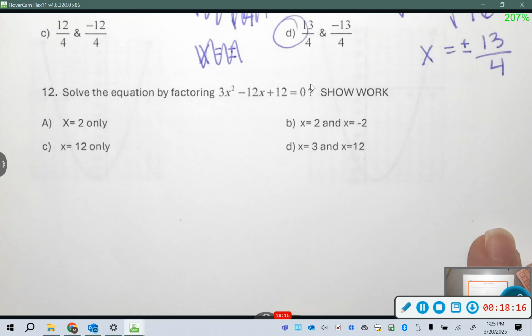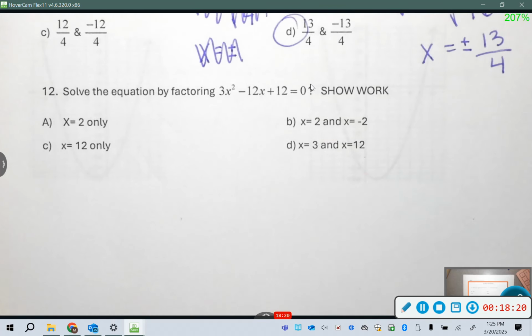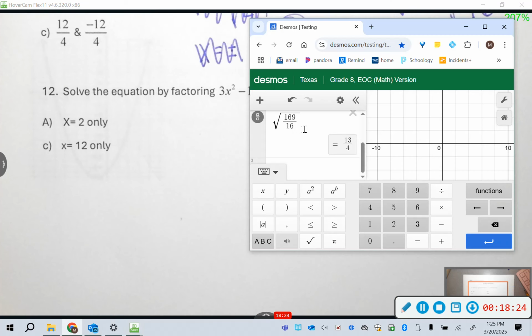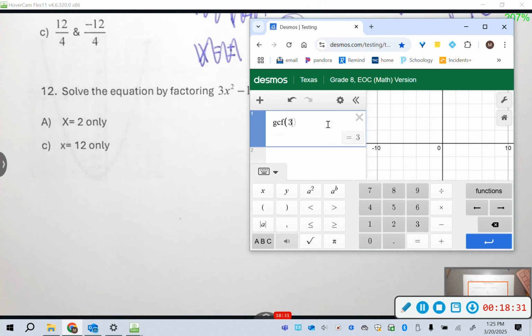Okay, 12 says solve the equation by factoring. So this is a lot like number 1. However, it's already equal to 0, which is great. However, we still need to check for a GCF first. So if we struggle checking for GCFs on our own, I can type GCF and I can type my numbers. So I have a 3, comma, -12, comma, 12, and I get a GCF of 3.